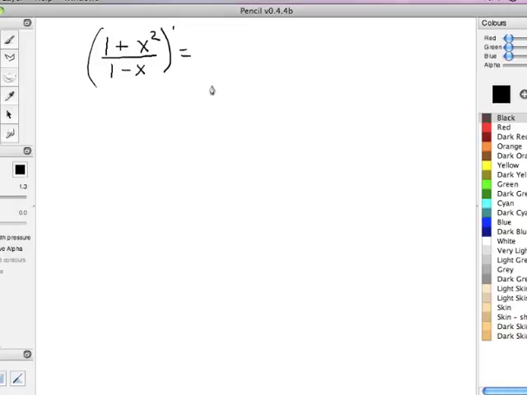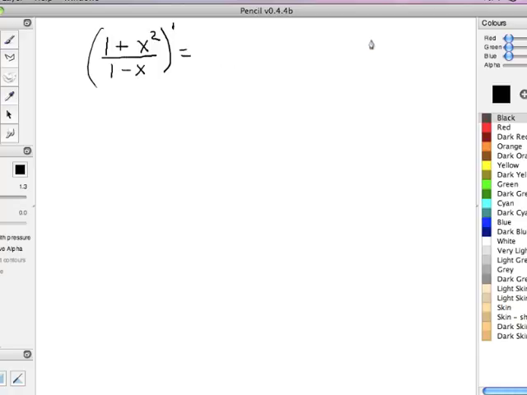So here's an example of the quotient rule. We have (1 plus x squared) divided by (1 minus x), prime. So we do have a quotient, and we can identify our f and g. Our f of x is 1 plus x squared. Our g of x is 1 minus x.